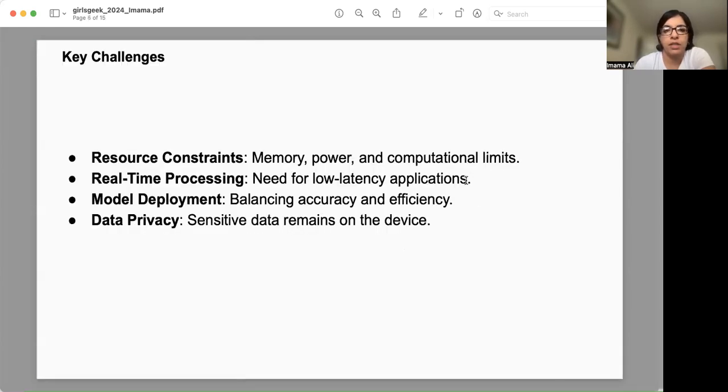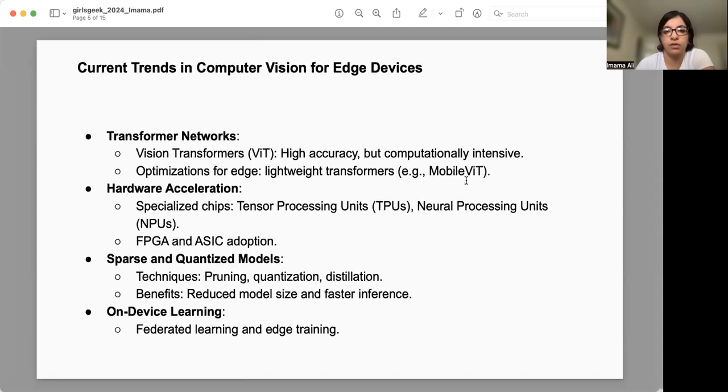The key challenges for edge devices are that they are constrained by memory, power, and computational limits, and these applications mostly require real-time processing. Model deployment needs a lot of accuracy and efficiency. Data privacy is important as well, which edge-based devices are good at.